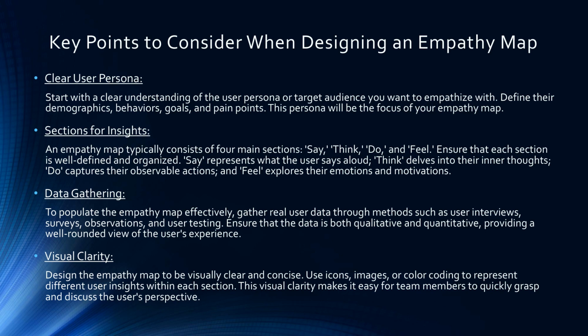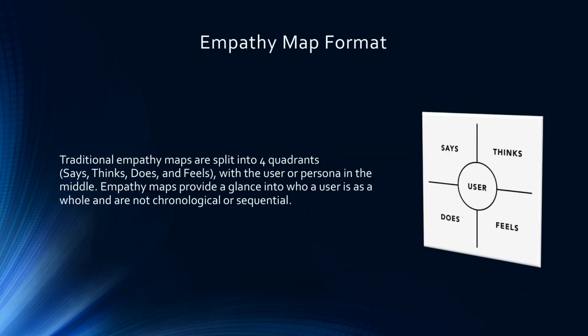Visual clarity. Design the empathy map to be visually clear and concise. Use icons, images, or color coding to represent different user insights within each section. This visual clarity makes it easy for team members to quickly grasp and discuss the user's perspective. By keeping these points in mind, you can create an effective empathy map that serves as a valuable tool for user-centered design and decision-making.